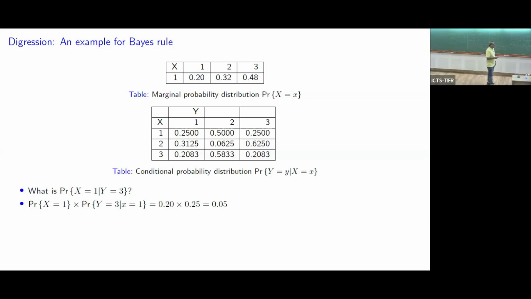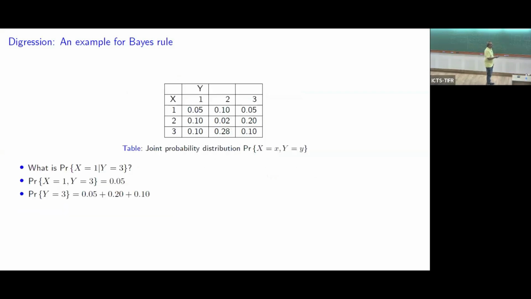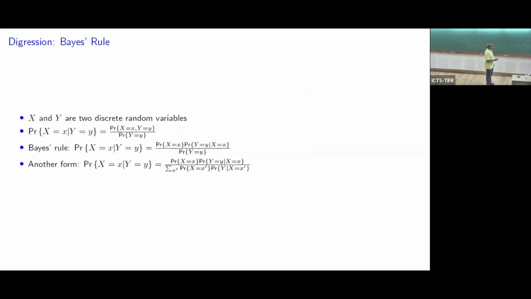So what Bayes rule says is that this is equal to probability of x equal to 1 into probability of y equal to 3 given x equal to 1, so it's the opposite of what we wanted here, divided by probability of y. That's what Bayes rule is. We found this out from the table directly, and now we are just trying to see whether Bayes rule gives us the same answer. This is just mechanical, we are just trying to see how this formula can be used.